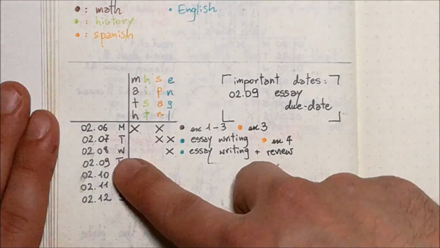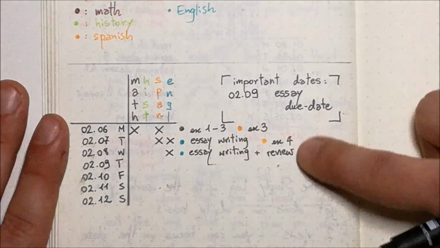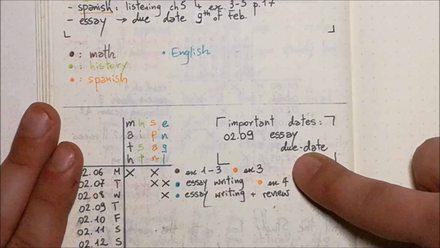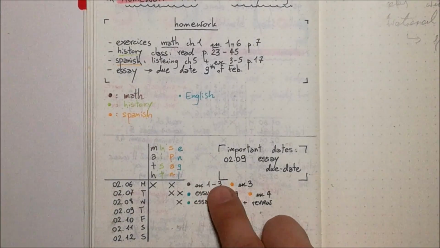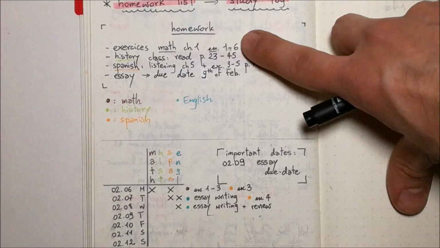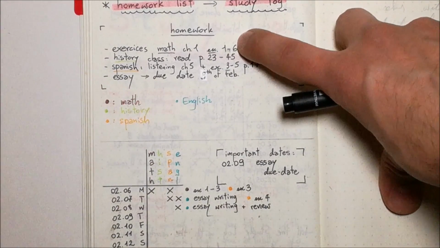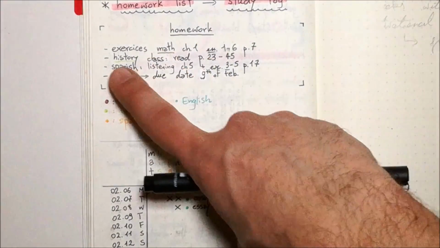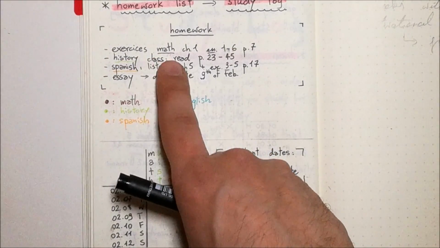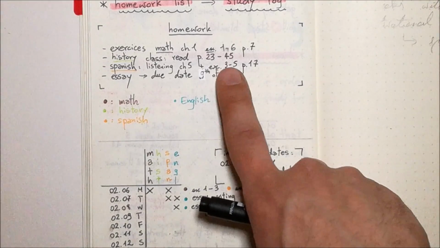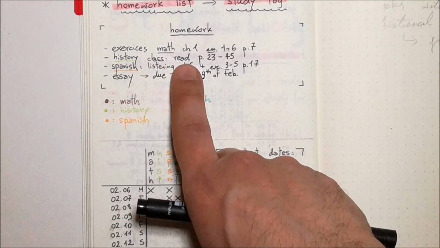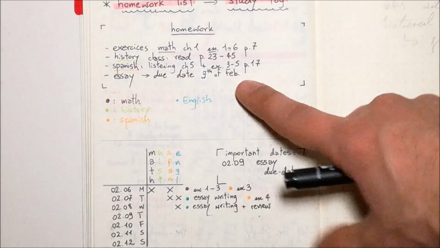We are 3 days in our week. We can compare what we did according to our homework list. So we did exercise 1 all the way to 3. We have still 3 more exercises to do for math. We haven't done any reading for our history class, so we must work on that. We have 1 exercise left for our Spanish class and some listening, and we're done with our essay.